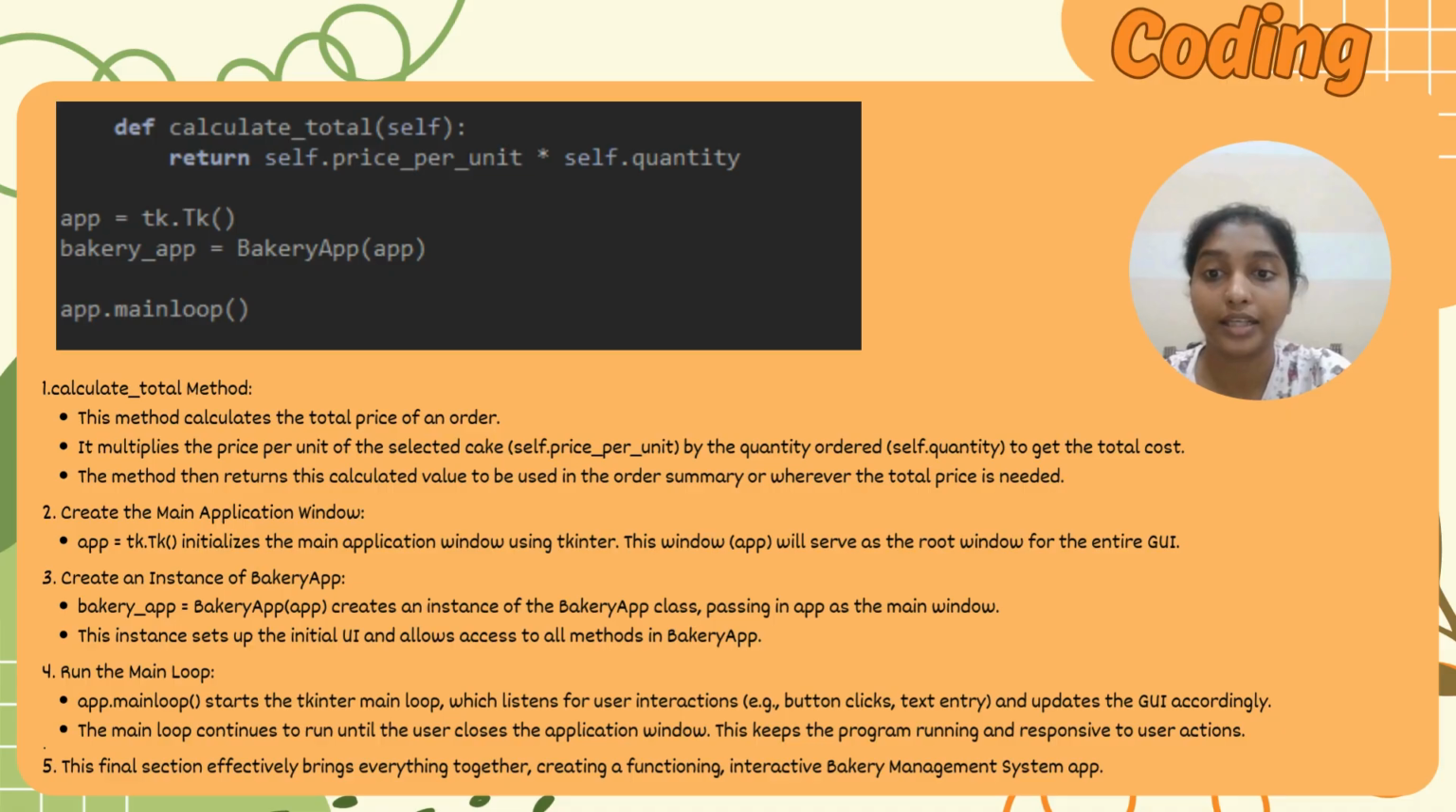And then fourth is running the main loop. app.mainloop() starts the tkinter main loop, which listens for user instructions like button clicks and text entry, and updates the GUI accordingly. The main loop continues to run until the user closes the application window. This keeps the program running and responsive to user actions. This final section effectively brings everything together, creating a functioning interactive basic bakery management system app.